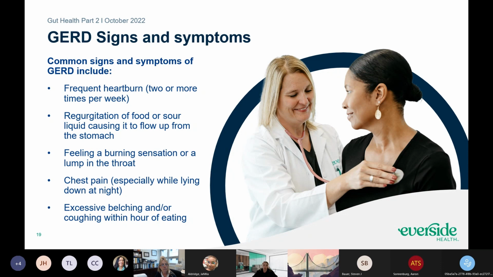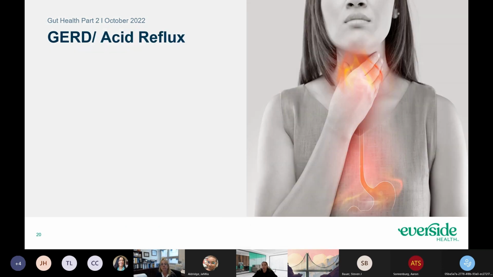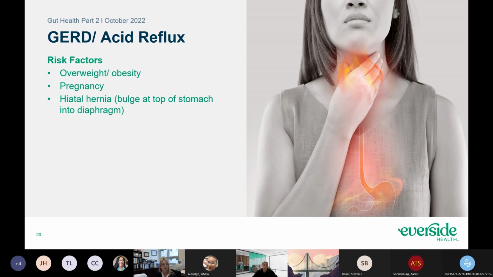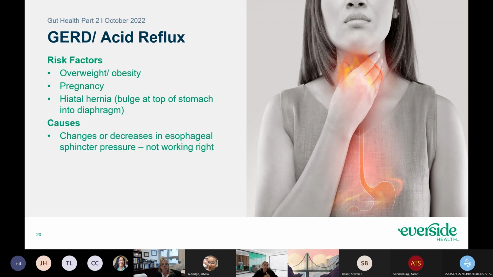You might have a burning sensation, a lump in your throat, chest pain, especially when you're laying down at night. It tends to be worse for a lot of people at night. You might have excessive belching or coughing within an hour of eating too. So different risk factors: overweight, obesity, pregnancy, hiatal hernia. If you have a bulge at the top of your stomach into the diaphragm, that's going to create, again, that pressure difference. Changes in anatomy, normal relaxations of the sphincter.